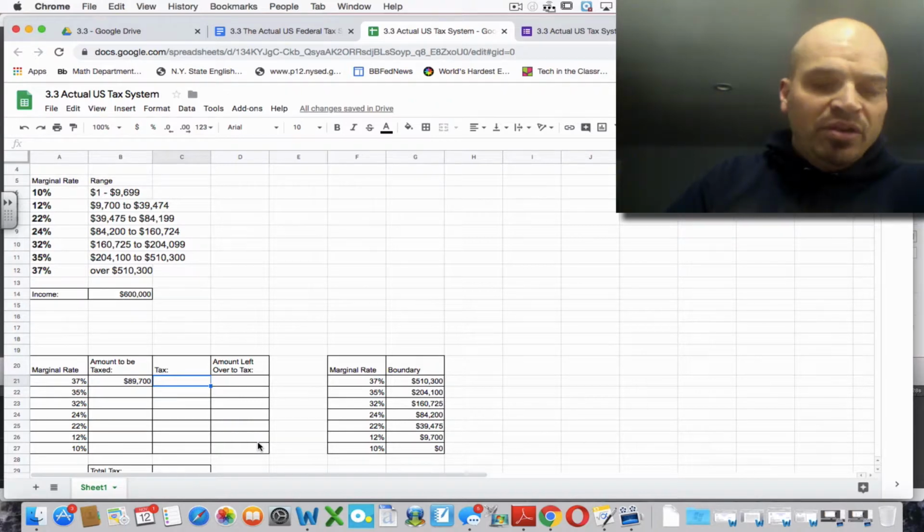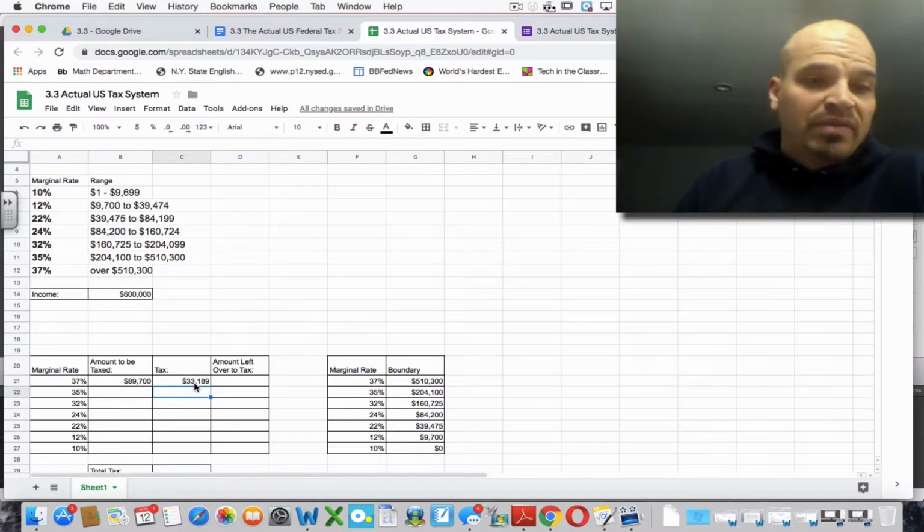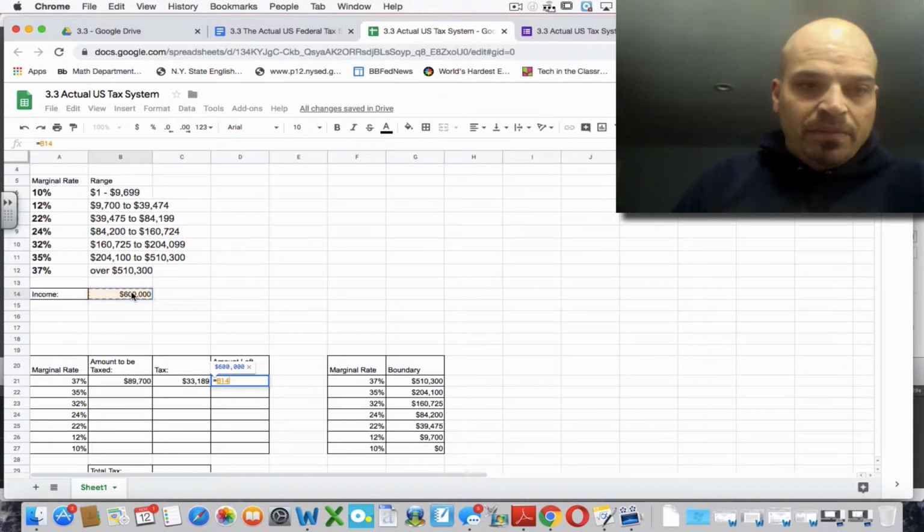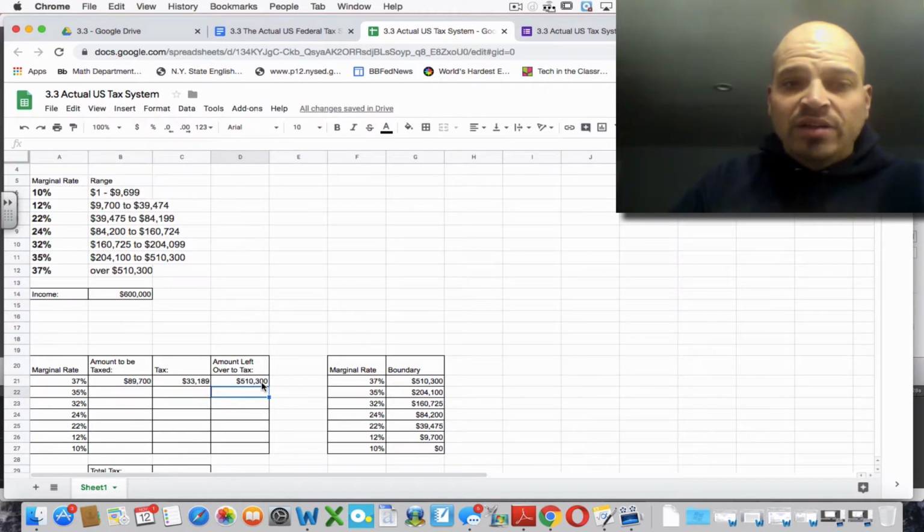Okay, so then I'm going to tax the $89,700 by 37%. So I can do 37% times the $89,700. On that particular amount of income, the person has to pay $33,000 in taxes, roughly. And then the question would be, how much is left over to tax? Well, that's an easy question to answer as well. We made $600,000, and we were only taxed on the $89,700. So I can just subtract that $89,700, and now, of course, I'm left to tax $510,300, which makes perfect sense because that's the boundary. That's how much is left to tax.